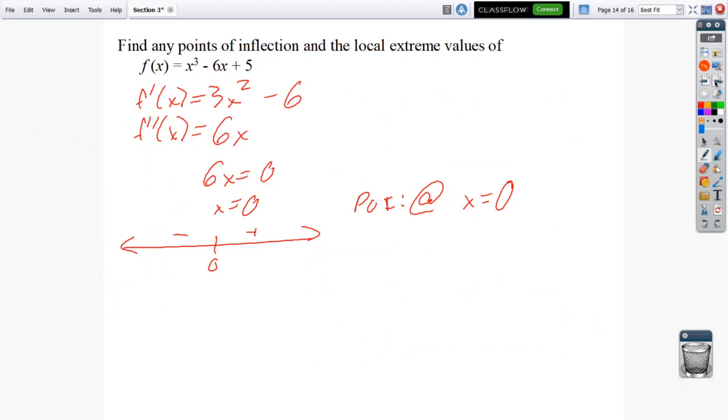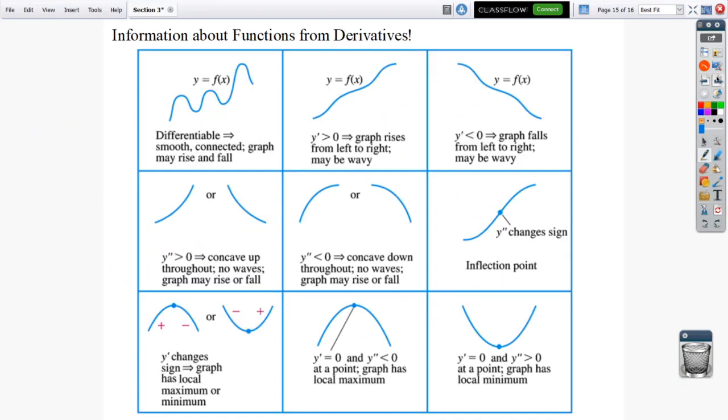Here we have some summaries of how graphs can look. Remember, to be differentiable means a function has to be smooth and connected, and the graph can rise or fall. Y prime greater than 0 means the function increases. Y prime less than 0 means the function decreases. So there are those two right there.